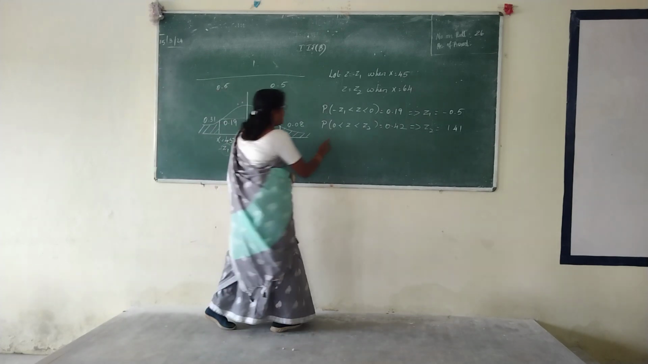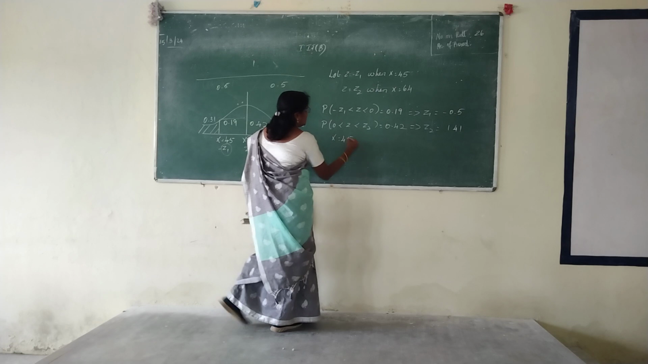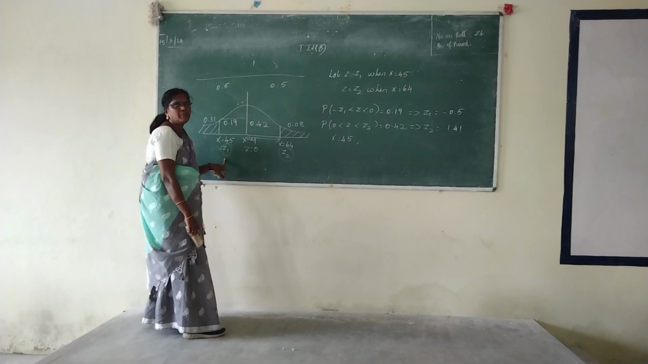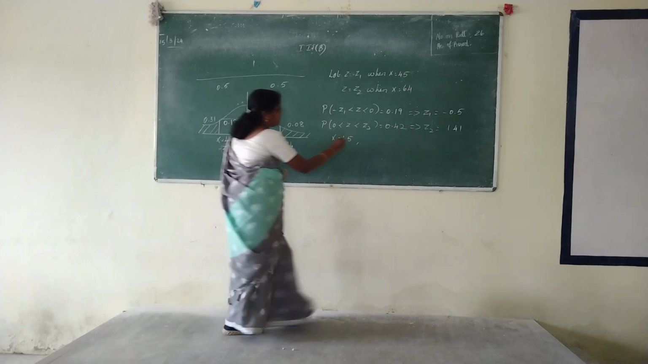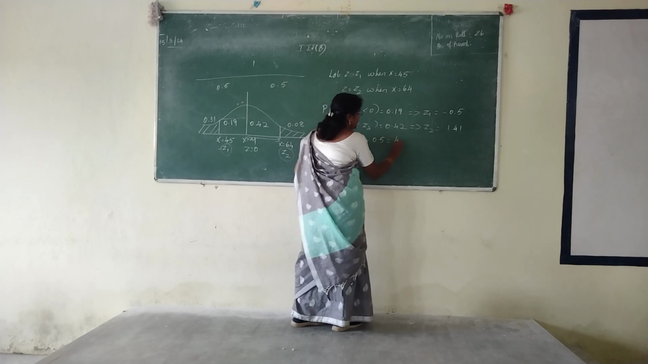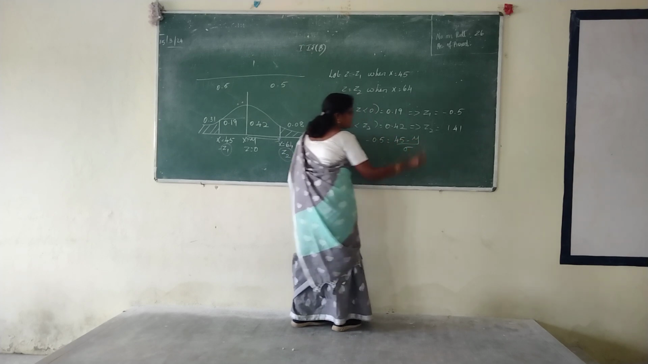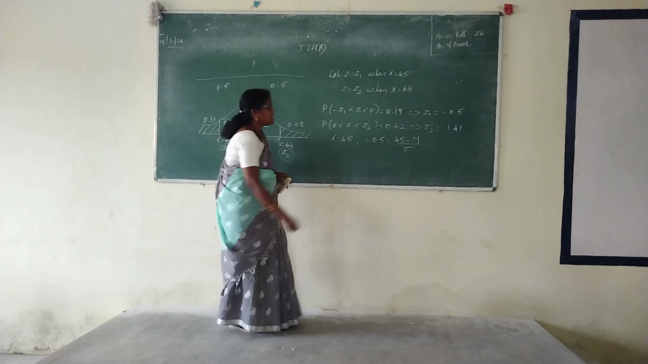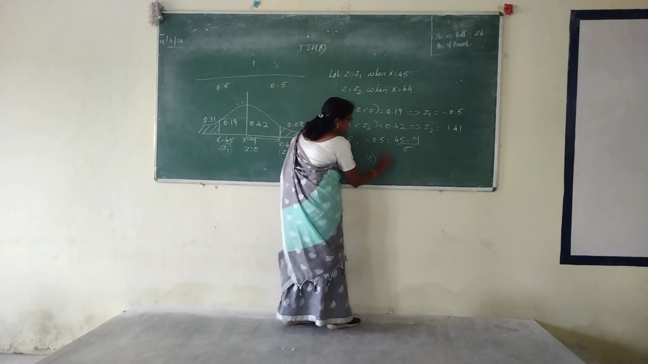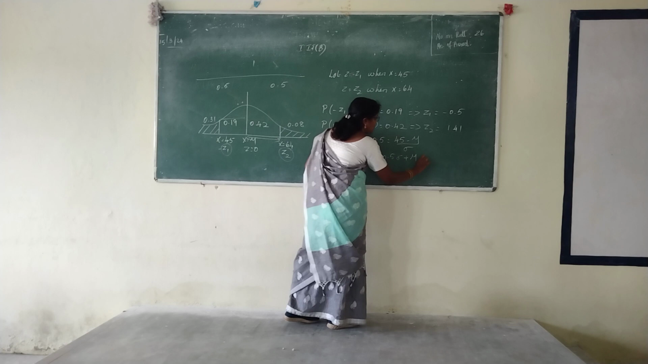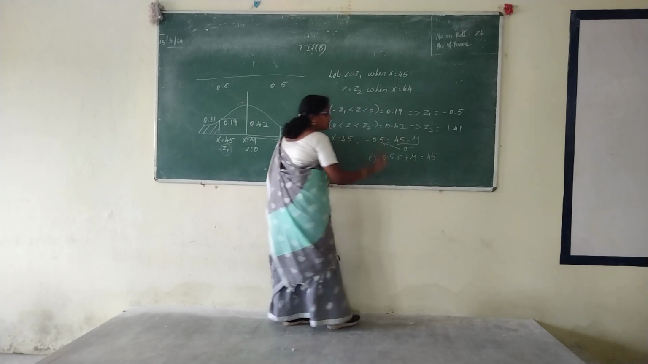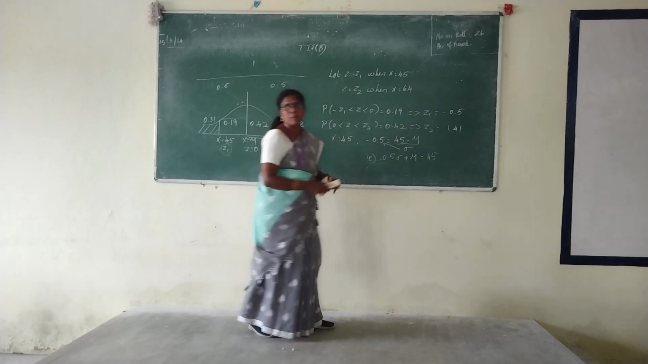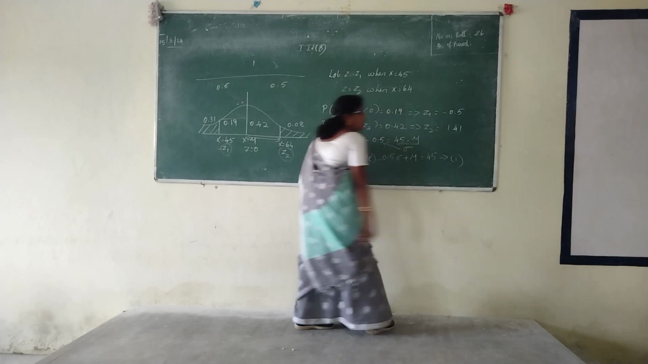So when x is equal to 45, what is the z value now? Minus 0.5. Minus 0.5 equals 45 minus mu by sigma, since z equals x minus mu by sigma. Just rewrite this: minus 0.5 sigma plus mu equals 45. Multiply sigma here and bring mu to the left hand side. Minus mu will become plus mu. This is one equation.